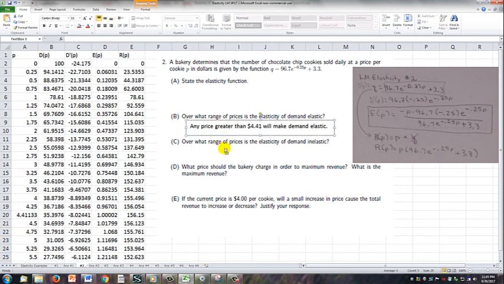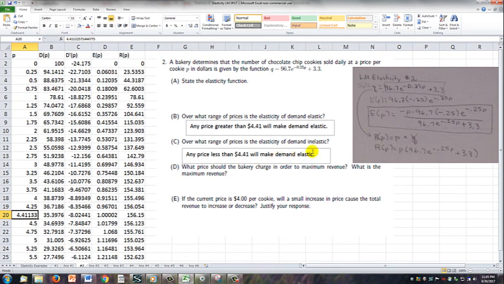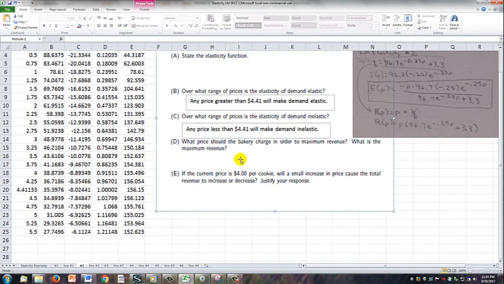Same thing for this next question. It says, over what range of prices is the elasticity of demand inelastic? And that would be any price less than $4.41 is going to make the demand inelastic. Okay, so if it's asking for a range of prices, find the unit elasticity price, and anything less than that is going to be inelastic, and anything greater than that price would be elastic. The next question, we've already done it. That's, I think, also the tricky part.